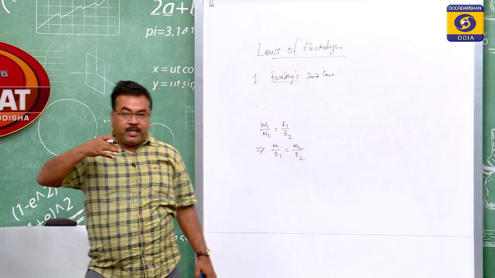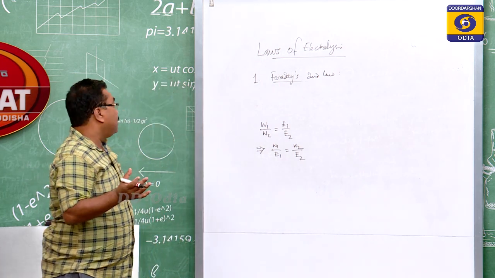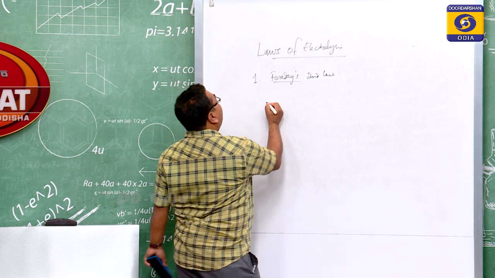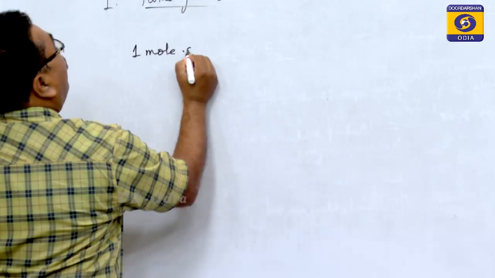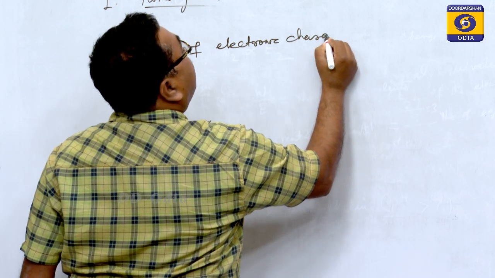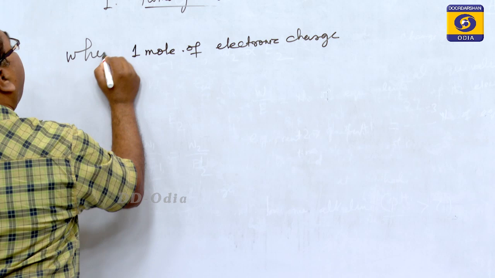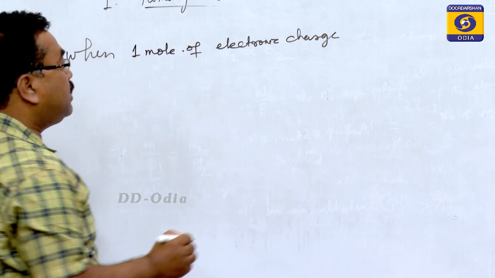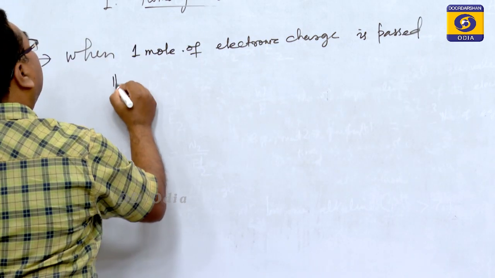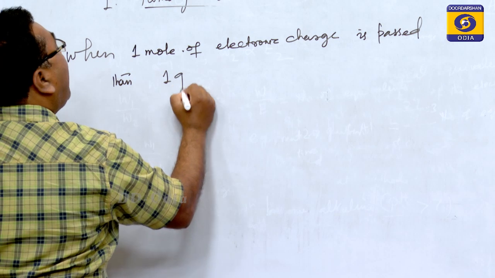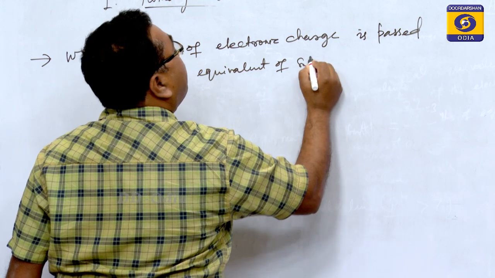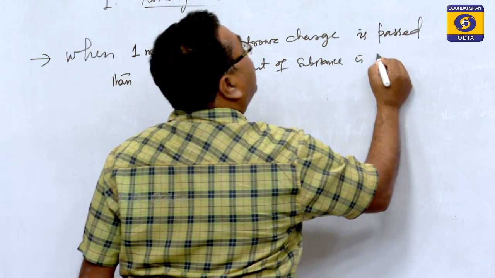We shall generalize it in a more common way. Faraday found that when 1 mole of electronic charge is passed, then 1 gram equivalent of substance is produced.